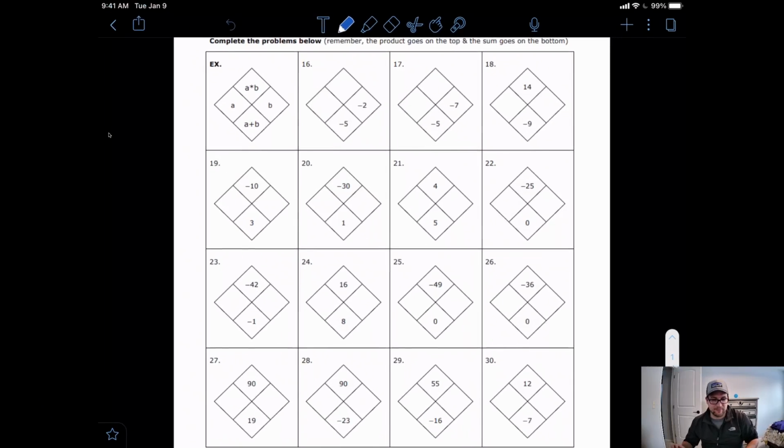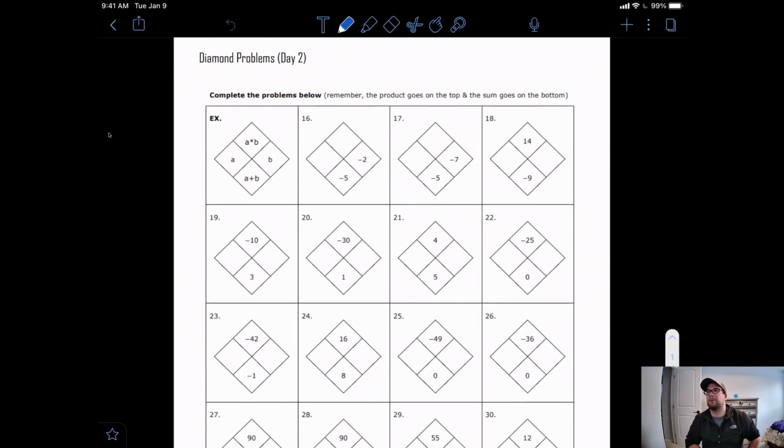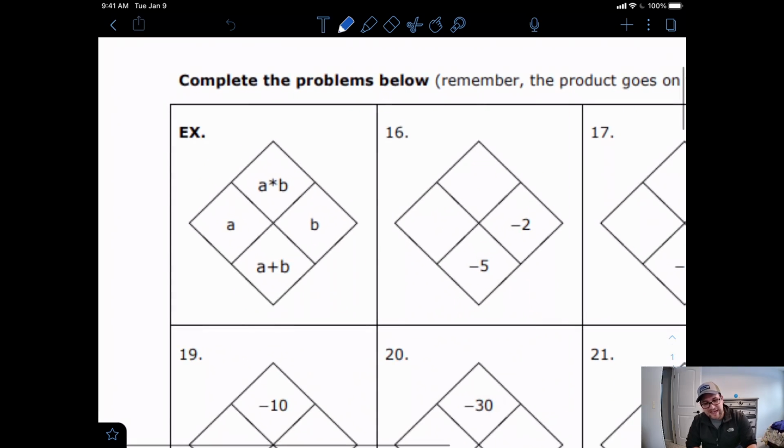Today we're going to be talking about our second day of diamond problems. So remember, when we do this, the two side numbers are the most important, because those two side numbers are always going to multiply to give us the top number and they're going to add to give us the bottom number. So that's always going to be our process as we go through and start to think about these.